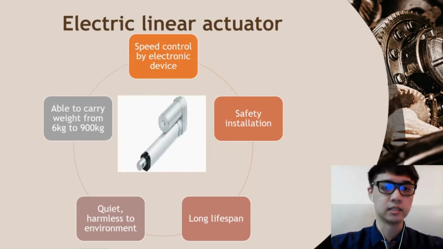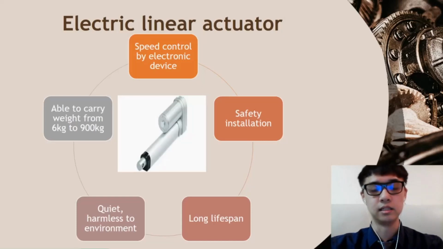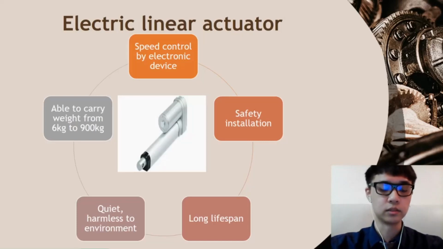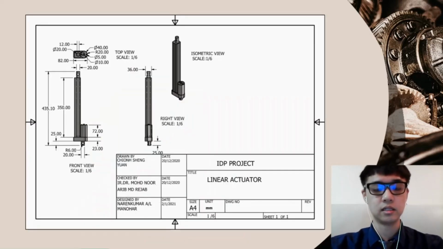The lifting mechanism that we chose for this project is the electric linear actuator. The reason we chose this linear actuator is because we can control its speed by using electronic devices. It is also a safe installation with a long lifespan. The most important reason is that it is able to carry weight from 6 kg to 900 kg, depending on the model that we use, and it is very quiet and harmless to the environment. So this is the design of our linear actuator.